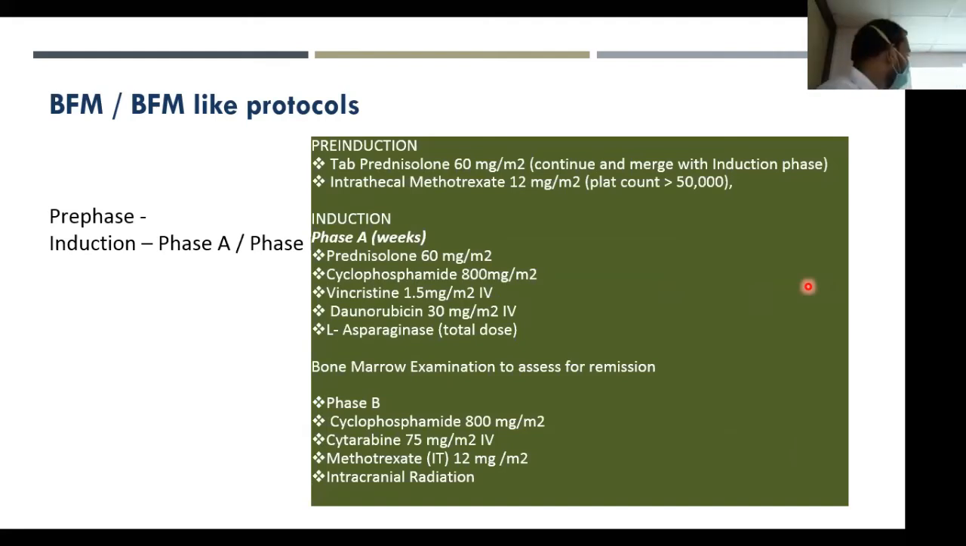Phase B again uses a different subset of drugs, so that the leukemia cells are targeted by different hits. Like you are hit by one weapon, then the next weapon. That's why the different phases have different groups of drugs.